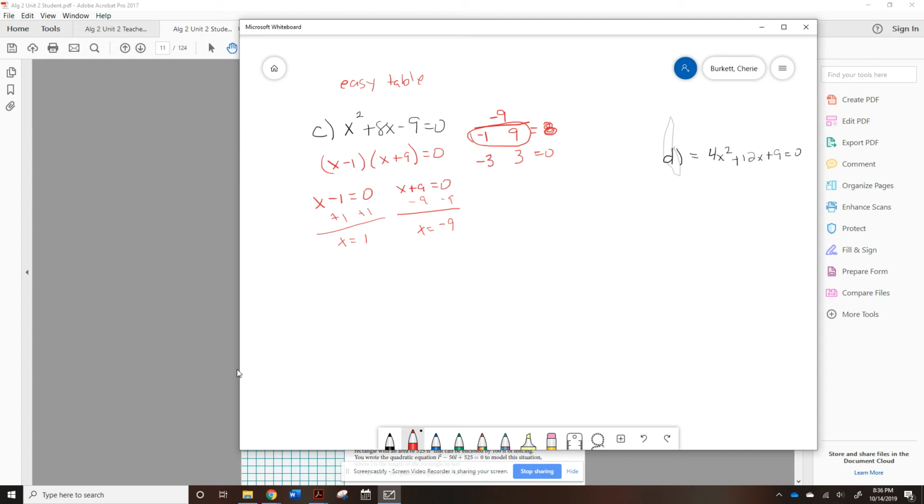We could write them just like this: x is equal to 1, x equals negative 9. Or we could write them as a solution set, negative 9, 1.